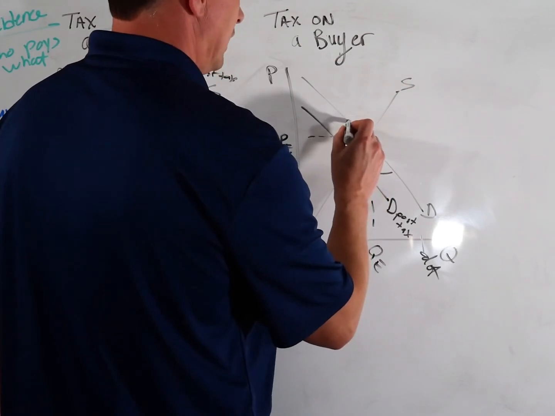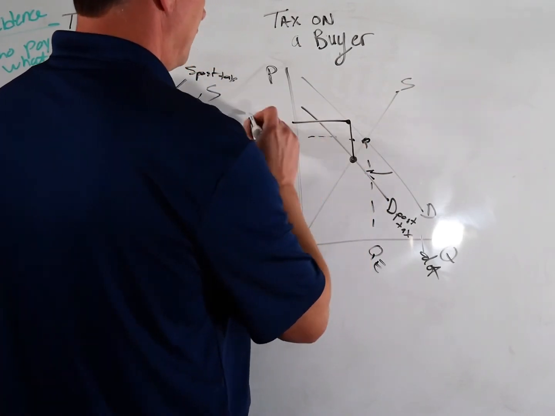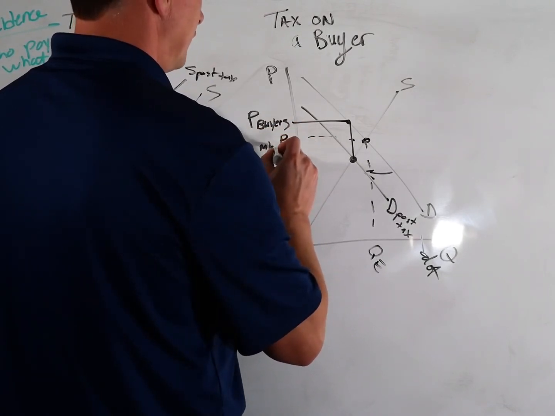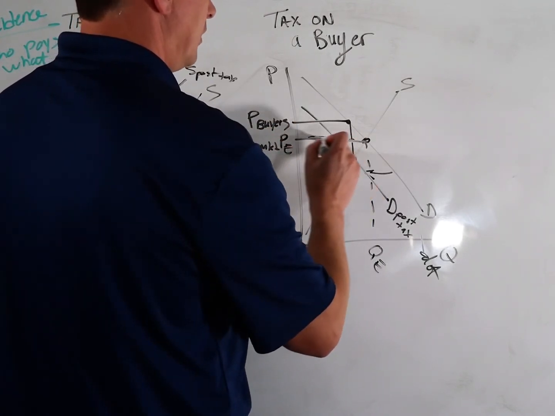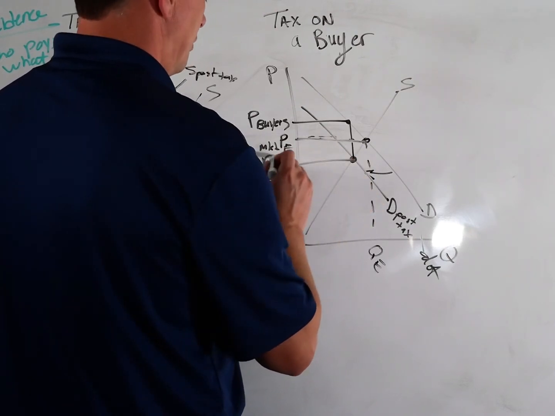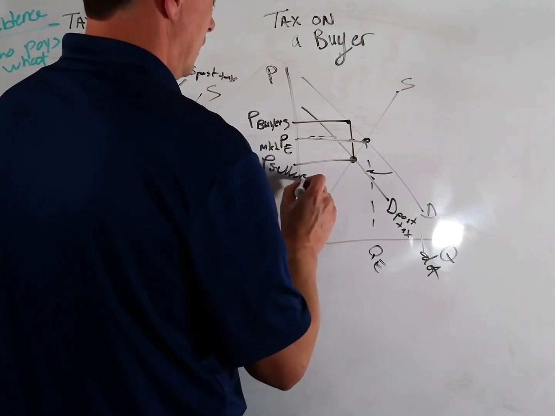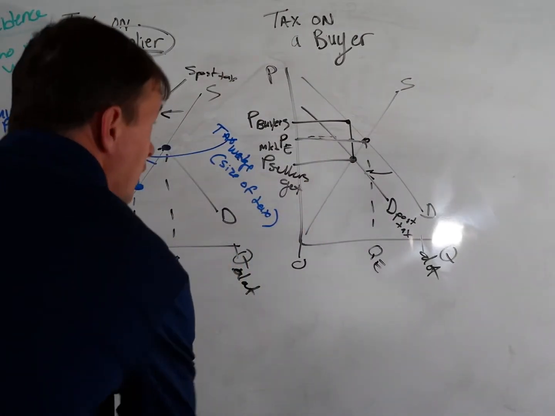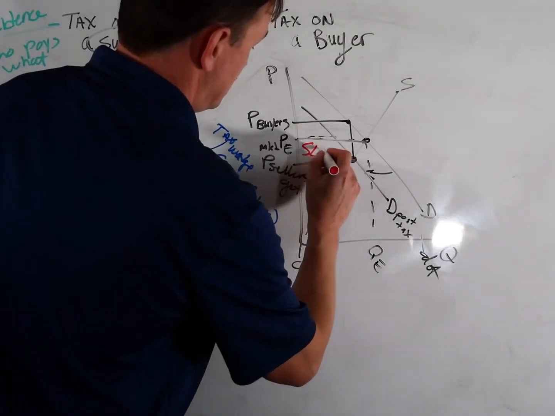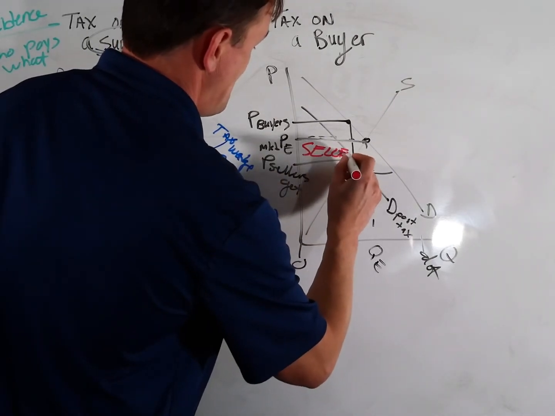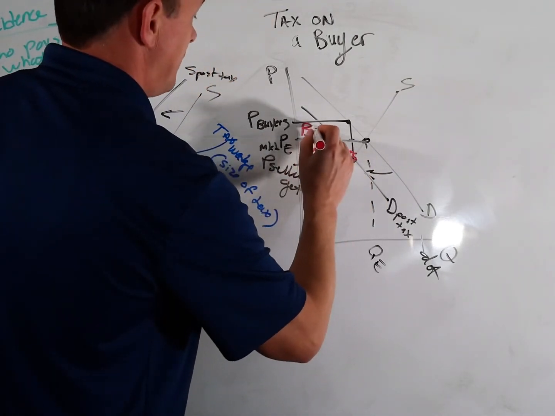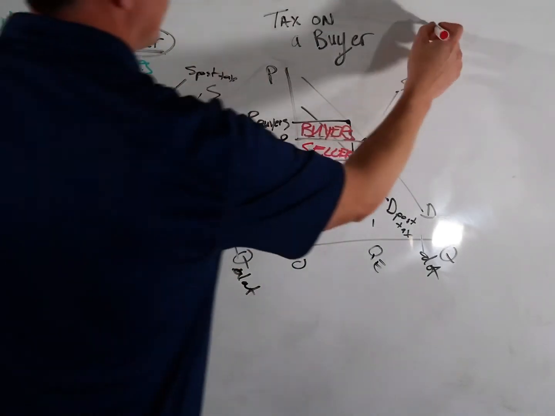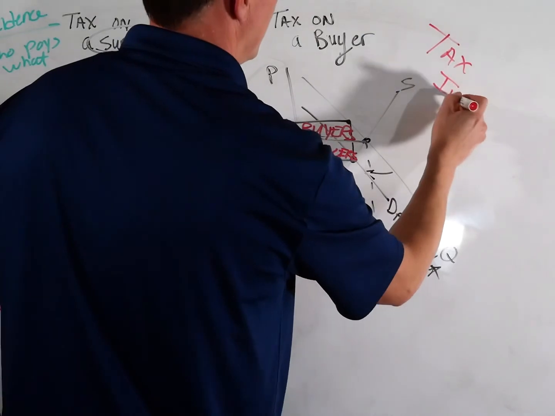Draw that line up to the old demand curve. Here's the price that buyers pay. Here's the market price, right there in the middle with the equilibrium. Got me? There is the price that sellers get. All right. This half of the box is paid by sellers, the bottom. This half is paid by buyers. If you give me the area of that box, that is your tax incidence.